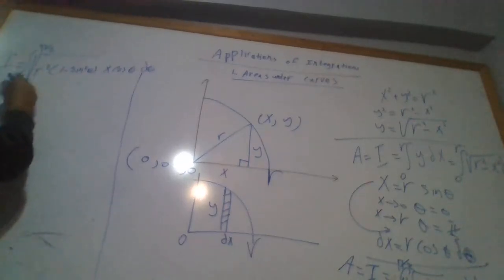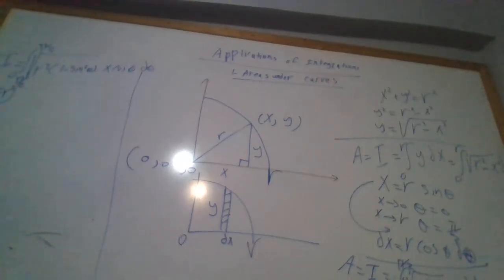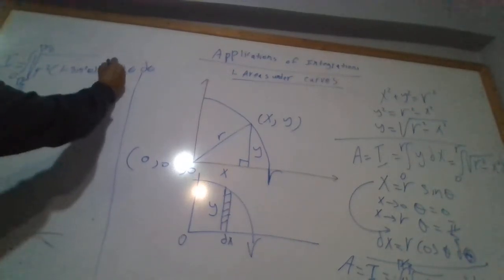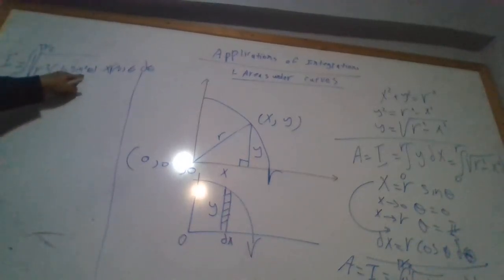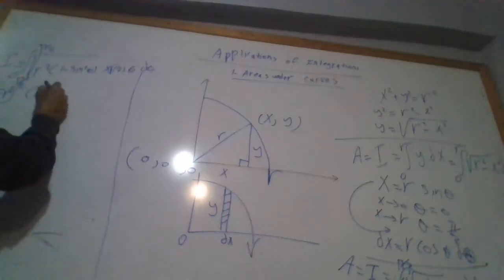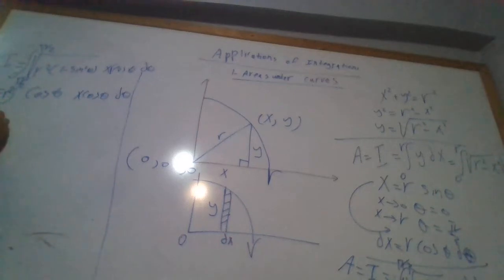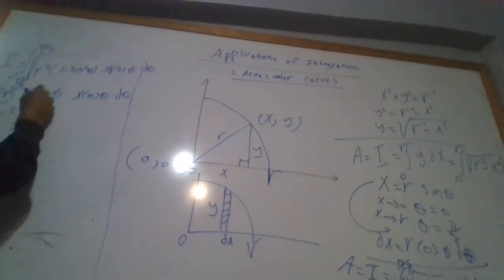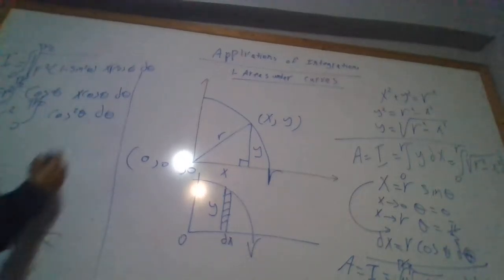From 0 to pi over 2, we may take out the square root as r, and here is r cosine theta, so r squared. Then 1 minus sine squared theta is cosine squared theta, so we get cosine theta times cosine theta d theta, which equals r squared from 0 to pi over 2 of cosine squared theta d theta.